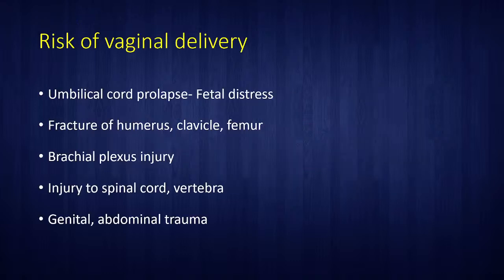So what are the risks of vaginal delivery compared to cesarean section? Why are you more in favor of cesarean section in breech presentation? One is that the chance of umbilical cord prolapse will be more, because in cephalic presentation the head completely fits the lower uterine segment, so there is no space for the cord to come down or prolapse outside the cervix. But in breech presentation, the lower pole is not so well fitting, so there can be chances of cord prolapse.